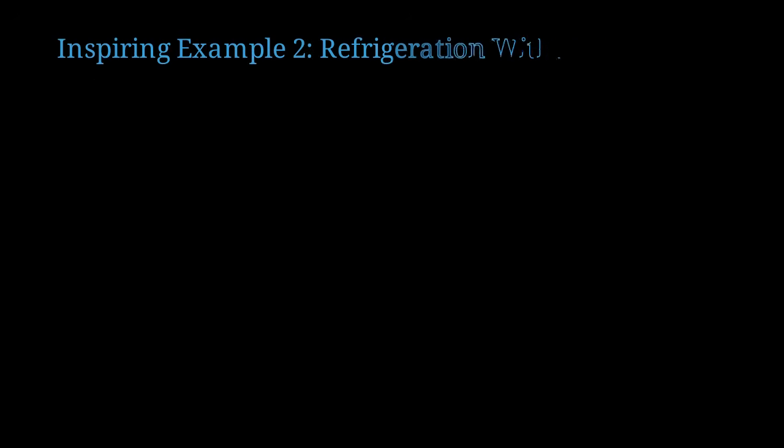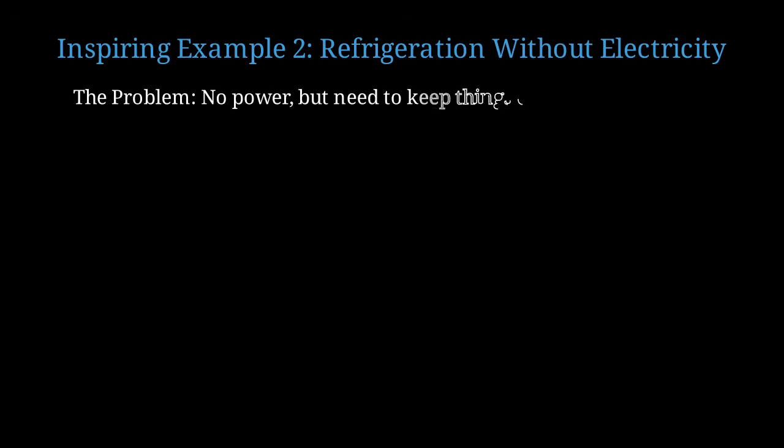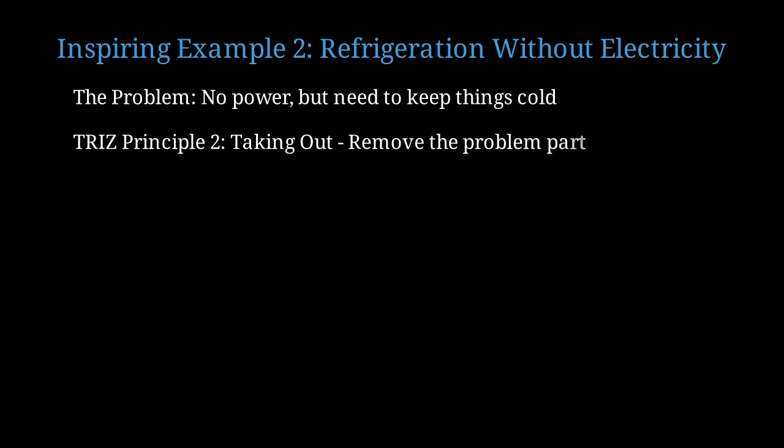Let's look at another inspiring TRIZ application. How do you refrigerate food and medicine in areas without electricity? This is a life-saving problem in developing countries. In rural Africa and Asia, many communities lack reliable electricity, but they desperately need refrigeration to store vaccines, medicines, and food safely. The solution uses TRIZ Principle 2, taking out. Remove the part that's causing the problem. In this case, remove the need for electricity entirely.